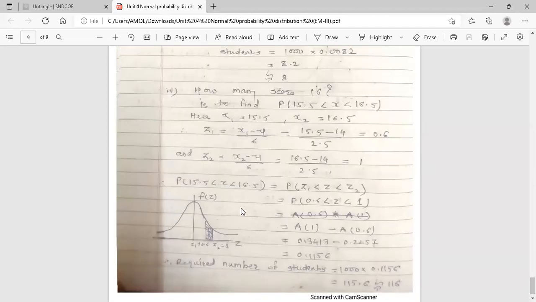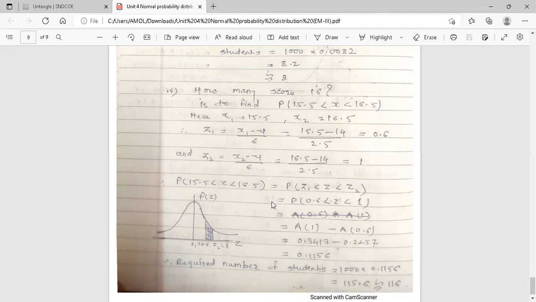Now Z1 is 0.6 and Z2 is 1. Both are positive, so if we draw the diagram, Z1 and Z2 both lie on the RHS of the normal distribution curve. Z1 equal to 0.6 is here, and Z2 equal to 1 is this line, and we want the area between these two. The area of Z2 is bigger than Z1, so area of Z2 minus area of Z1 is the area of the shaded portion. We converted x1, x2 in terms of z1, z2, and the values are 0.6 and 1.